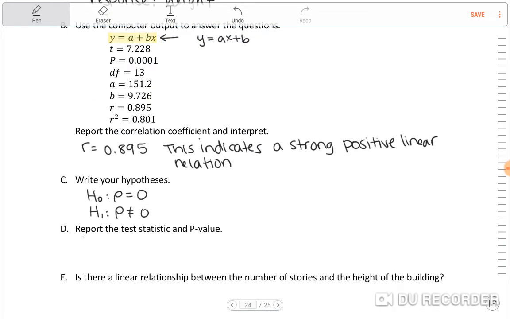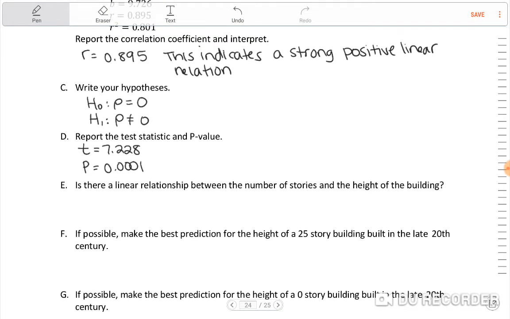So we've done this before, right? So t is going to be 7.228. The p-value is 0.0001. And is there a linear relationship between the number of stories and the height of the building? You can either check the critical value from your formula sheet to compare here, or you can use a hypothesis test. What we did in class was we checked the critical value.